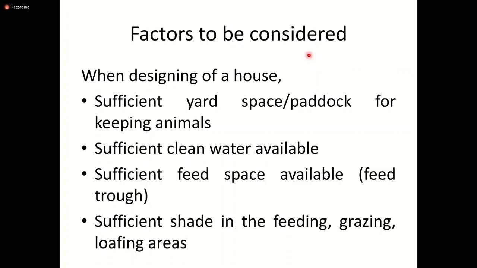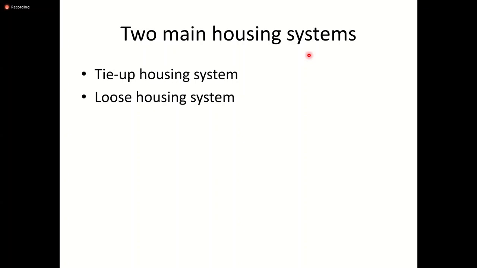So that is just to assure, right, sufficient shading area for these animals when they are grazing in the outside environment, right? So those are the basic factors to be considered just when we are selecting a method or location or housing system for these animals. So when you observe basic housing systems, right, there are different systems available. One is called the tie-up housing system, and the other one is called the loose housing system.